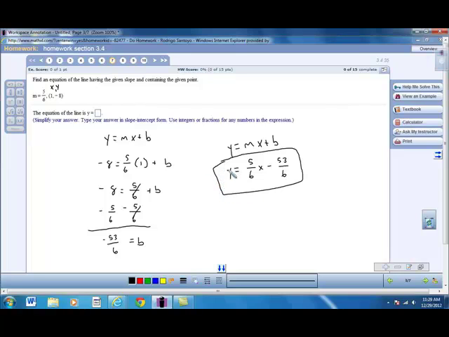So you see with this problem, even though we're not given our y-intercept, as long as we're given a point and an m, we can plug it into our slope-intercept form equation, find our b, and replace it now.